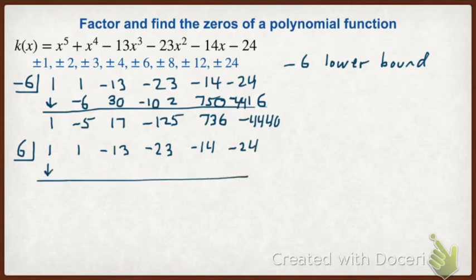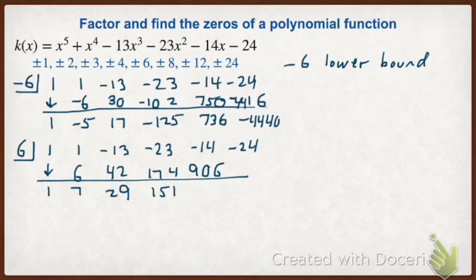We bring down the 1, we get 6. We add together, you get 7. Multiply, you get 42. Add together, you get 29. Multiply together, you get 174. 12 and 5 is 17. This is 151. Multiply by 6, you get 906.